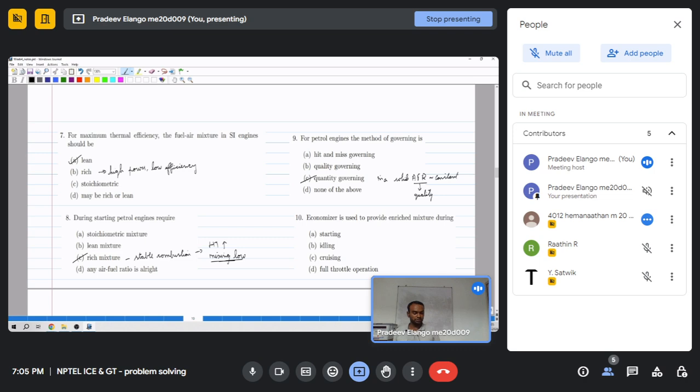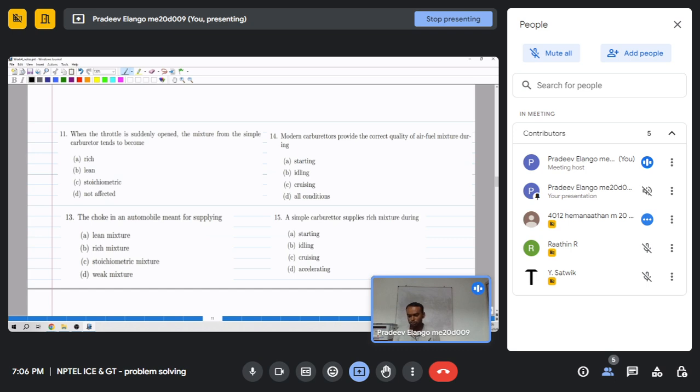Economizer is used to provide enriched mixture during starting, idling, cruising, or full throttle operation? Full throttle operation. So the economizer device itself is used only for full throttle operation to enrich the mixture.